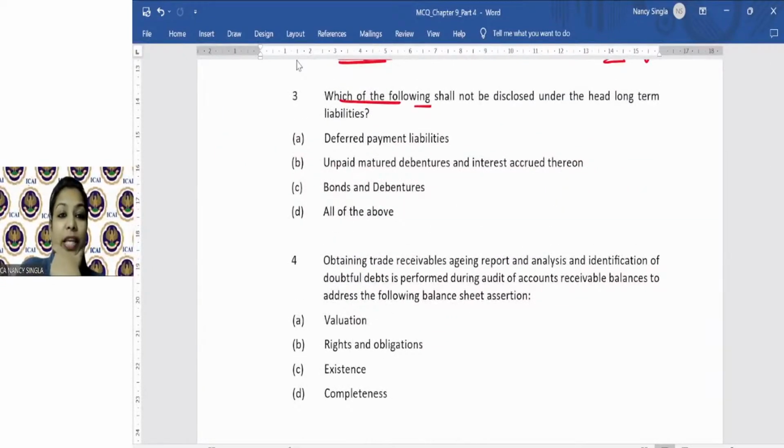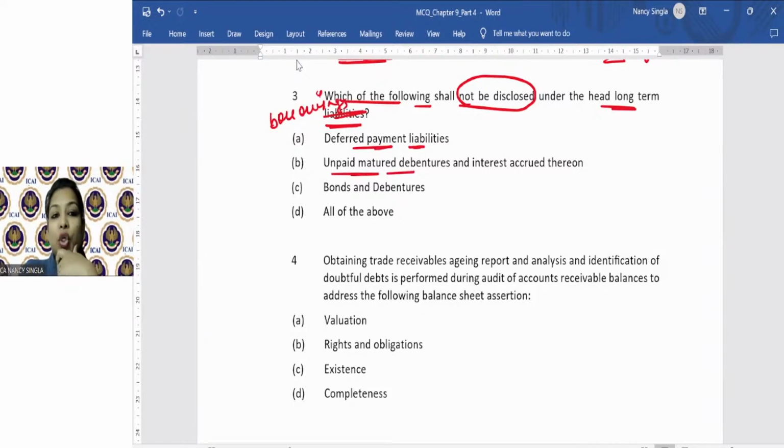which of the following shall not be disclosed under the head long term liabilities? Make it long term borrowing itself. Okay. So deferred payment liabilities, unpaid matured debentures and interest thereon, bonds and debentures, all of the above, okay.